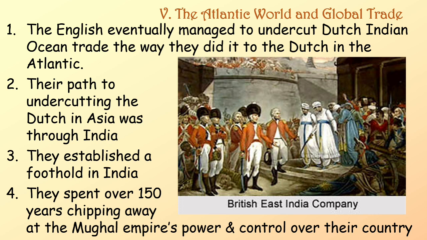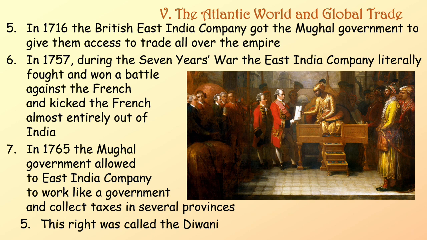They established a foothold in India, and they spent over 150 years chipping away at the Mughal Empire's power and control over their country. In 1716, the British East India Company got the Mughal government to give them access to trade all over their empire. And in 1757, during the Seven Years' War, the East India Company literally fought and won a battle against the French and kicked the French almost entirely out of India.